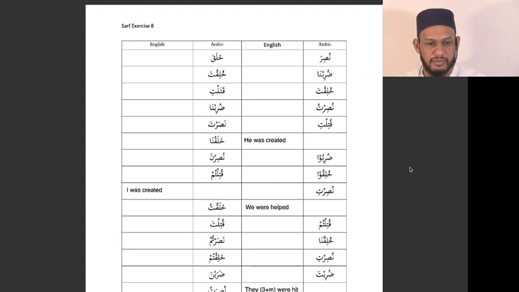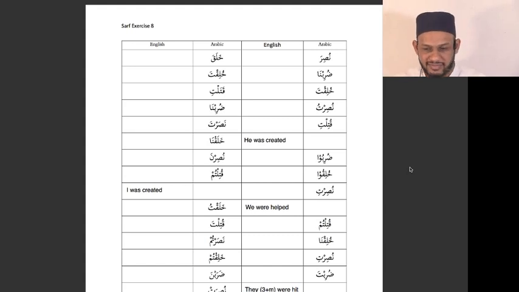Good. Number five, Qutilti. Qatalti, the ma'lum version, means you, one female, killed. Qutilti means you, one female, were killed. Next one. He was created.